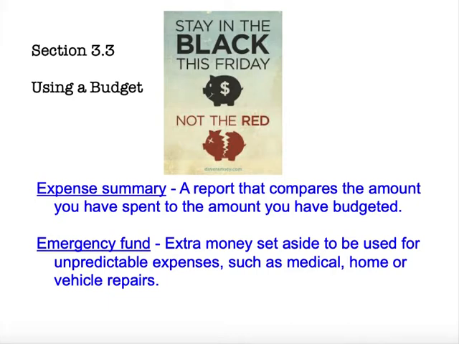Today we're going to talk about our last lesson in chapter 3, which talks about using a budget. So we're going to be comparing our budgeted items that we planned on spending to what we actually spent during the month. So let's talk about a few vocabulary words, which our first one is expense summary, and that is a report that compares the amount you have spent to the amount you have actually budgeted.